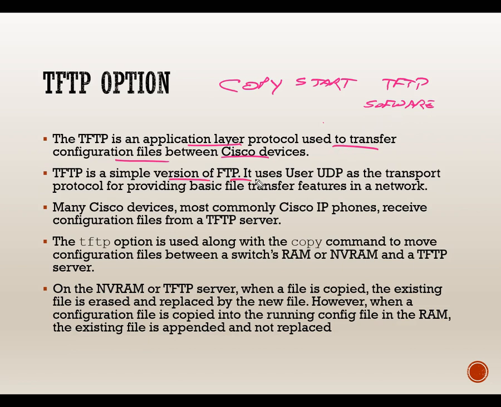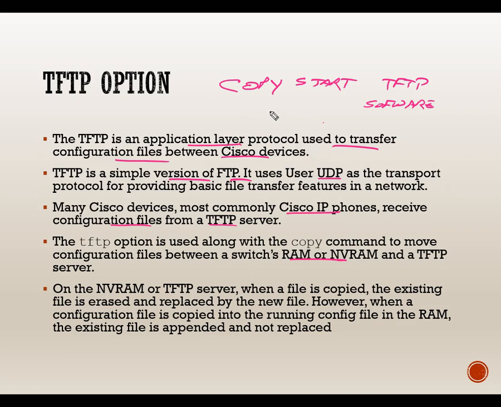So it's a simple version of FTP. It uses UDP, user datagram protocol, as a transport protocol, providing basic file features in the network. Many Cisco devices, most commonly Cisco phones, receive their configuration files from TFTP servers. The TFTP option is used along with the copy command to move configuration files between a switch's RAM or NVRAM, volatile or non-volatile RAM, and a TFTP server.